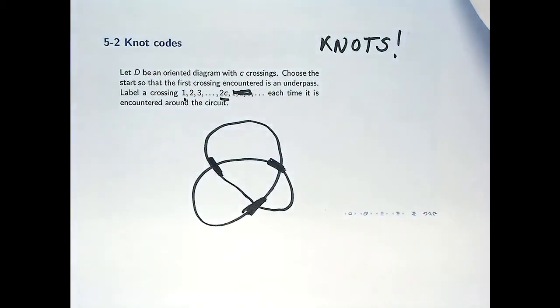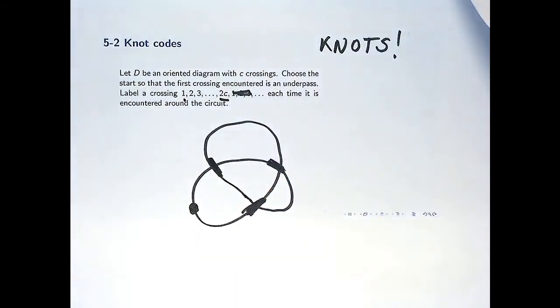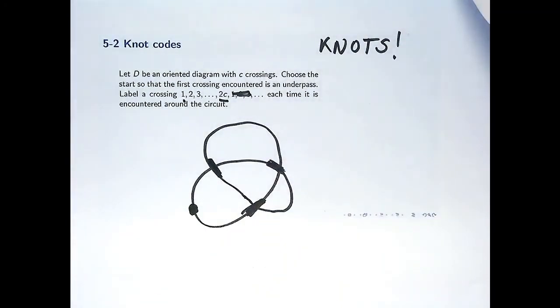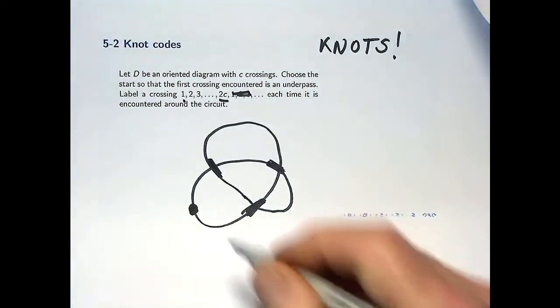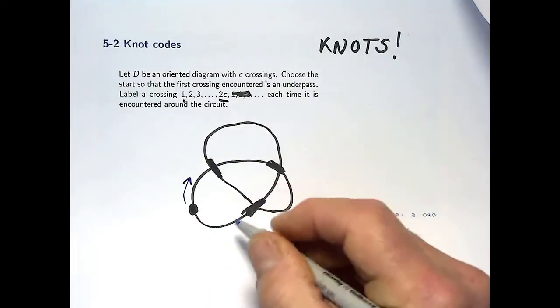Now, I need to start somewhere, so let's start here. I always want to start so that my first crossing is an underpass. That's what I normally do, or at least if it's an alternating knot. It's slightly easier to do this for alternating knots. If the knot is not alternating, you need to add minus signs, as I'll explain. But anyway, let's start here, and let's just go around the knot. I want my first crossing to be an underpass, so that means I have to go in this direction.